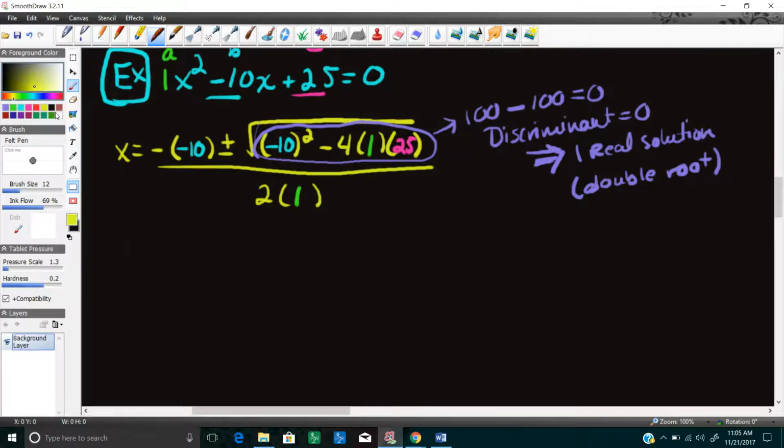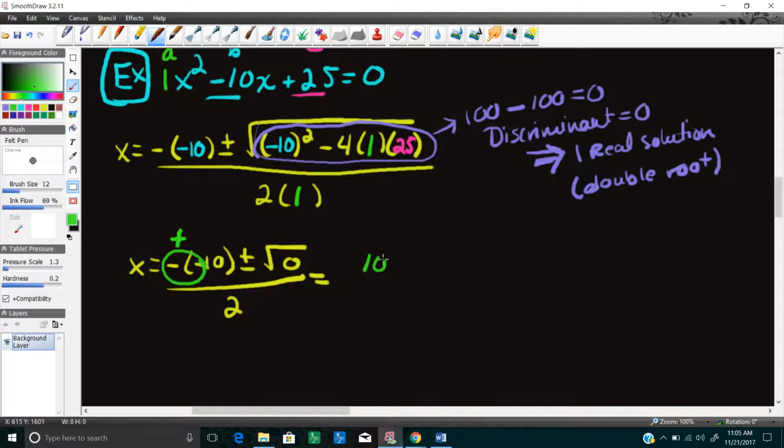So we're going to have that x is equal to negative negative 10 plus or minus, well, this came out to 0, so the square root of 0, all over 2 times 1, which is just 2. From here, I can simplify further. I know again that two negatives make a positive, and that doesn't always happen, okay? It just happened to happen right now. So this is going to be positive 10 plus or minus the square root of 0, which is just 0, over 2.